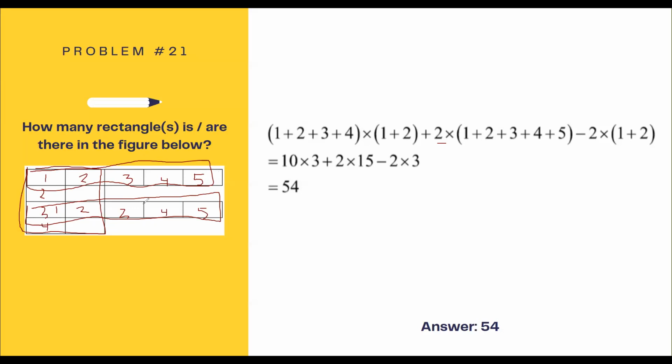Okay? So how many rectangles do we have that overlap? So we have this one, 1, 2, and also 1, 2. Okay? That's why we have minus 2 times 1 plus 2. Okay? Then after evaluating this one, so we have 10 times 3 plus 2 times 15 minus 2 times 3. So the answer is 54.